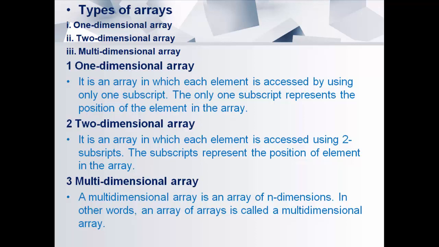A two-dimensional array is an array in which each element is accessed using two subscripts. In the previous one there is only one subscript, but in a two-dimensional array there are two subscripts, so it is called a two-dimensional array. The subscripts represent the position of the element in the array.